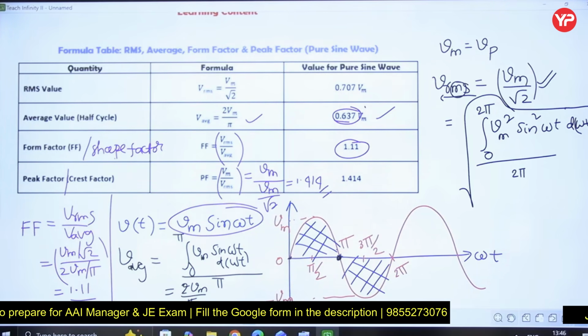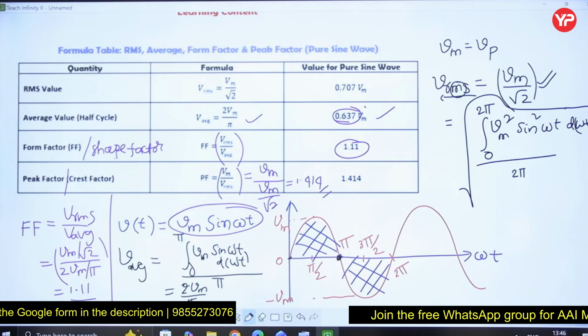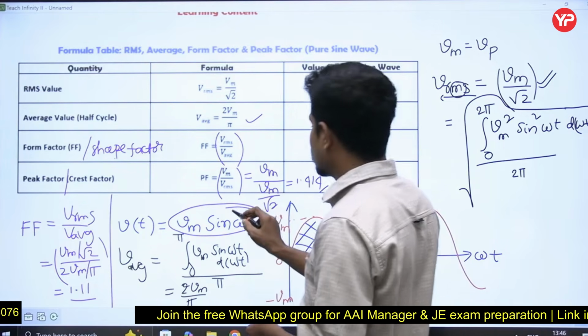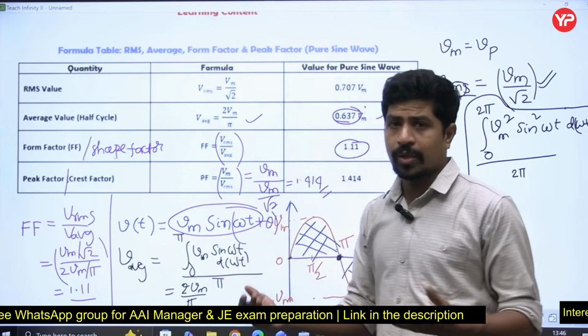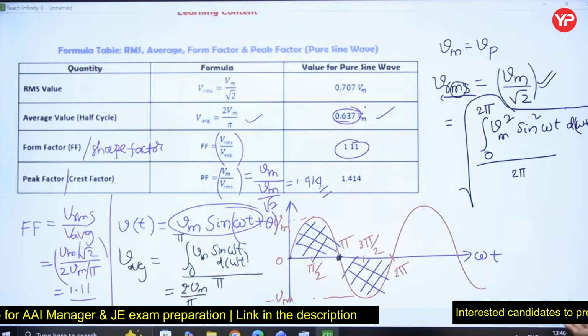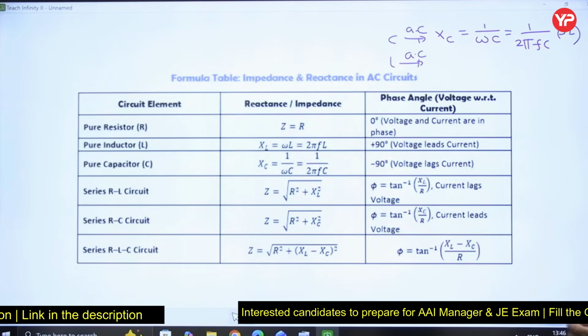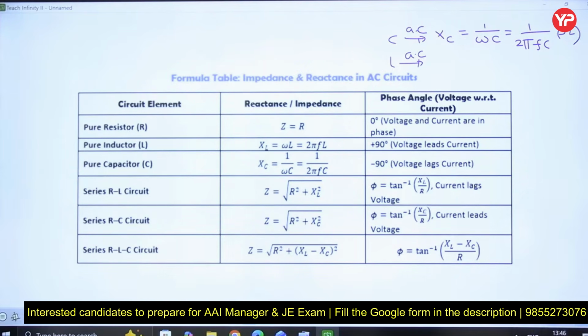Now it may have some phase angle difference also. It may be sine of omega t plus some theta. Theta may be positive or negative, it may be in any way, right? So that is alternating voltage. If the voltage is alternating, obviously the current is also going to be alternating, having some phase angle difference, right?